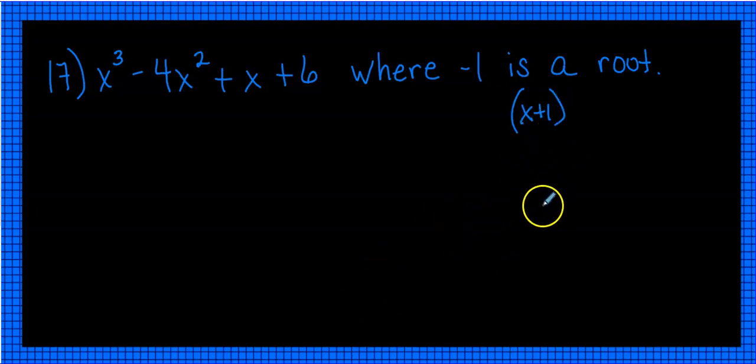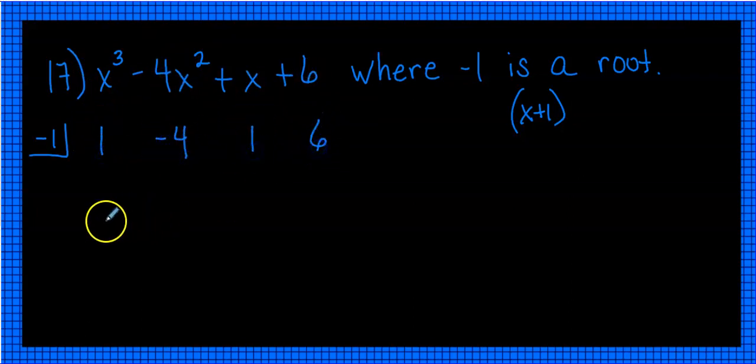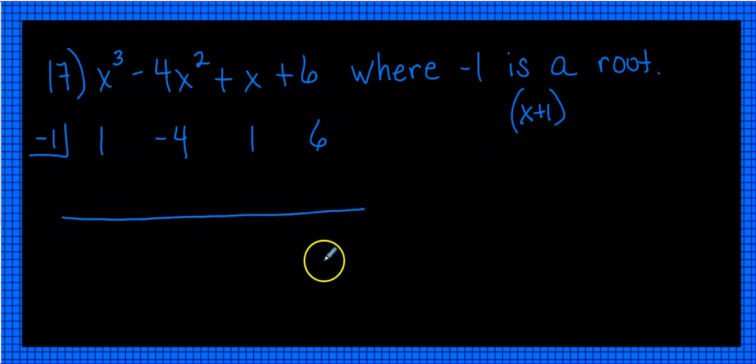To find the other factors, the first thing I can do is divide this by x plus 1. Well, let's use synthetic division to do that. So if I'm using x plus 1 as a factor, that means I'm using my -1 here as the root. And then I'm going to use my coefficients. I've got 1, -4, 1, and 6. And when I use synthetic division, I should end up with a 0 remainder.